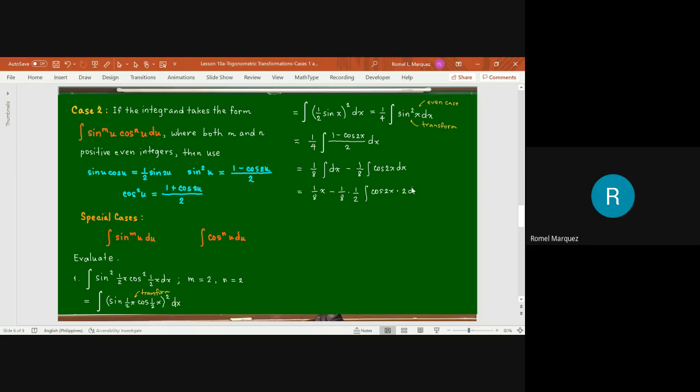Times 2. So this is simple trigonometric. Integral of cosine u du. I put 1/2 outside because I put 2 inside. So 1 over 8x minus 1 over 16, and then multiplied by sine 2x, which is the integral of cosine. Okay? A question, guys, here? Any question with this? None, sir. Okay. So let's now have the second one.